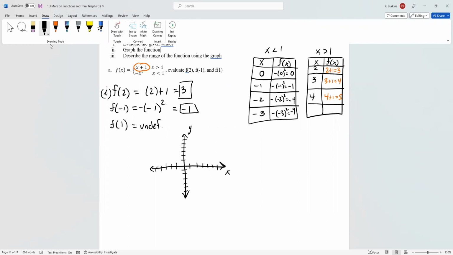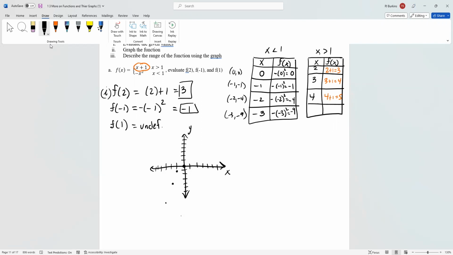Okay, so I'm looking for the ordered pairs: 0, 0, -1, -1, -2, -4, -3, -9. That's going to be a little off my graph because I don't have quite as many tick marks. So 0, 0, that's right here. -1, -1, -2, -4, and then -3, -9. So that's going to be down here somewhere.